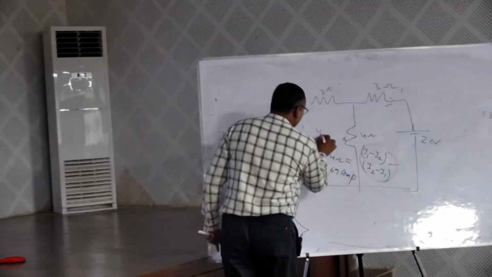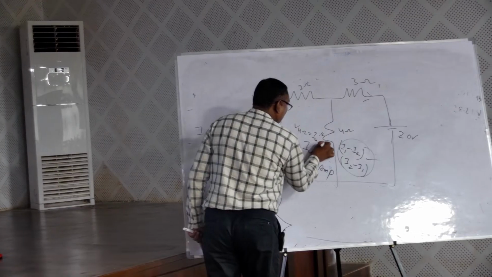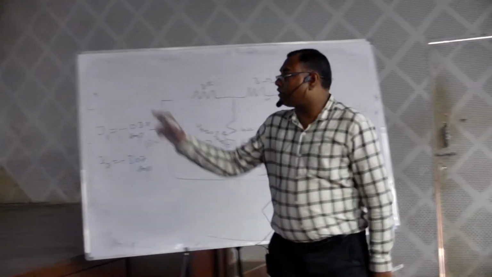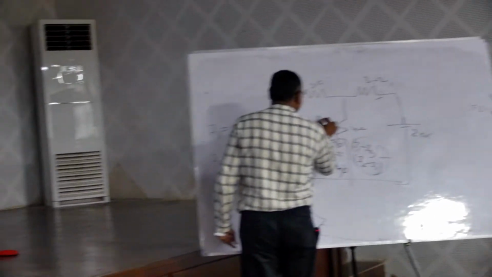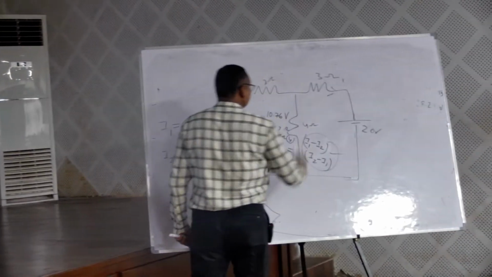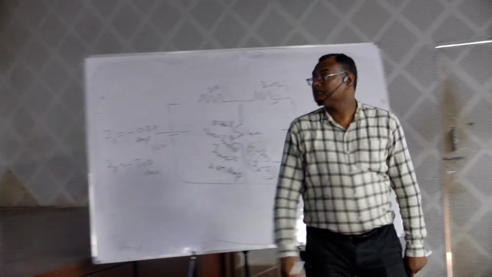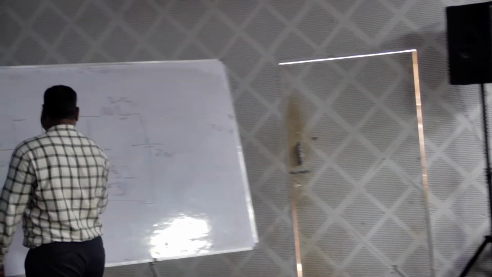Now voltage across 4 ohms. V4 ohms is equal to current into resistance, I4 ohms into 4. What is the answer? You got it? 10.76 volts. The last one, power taken, P4 ohms.